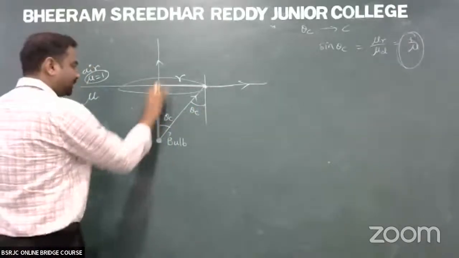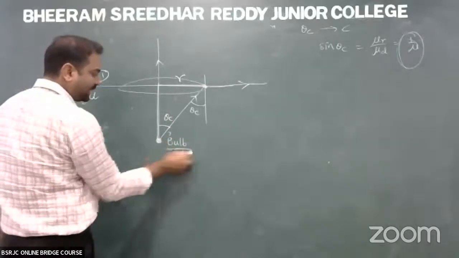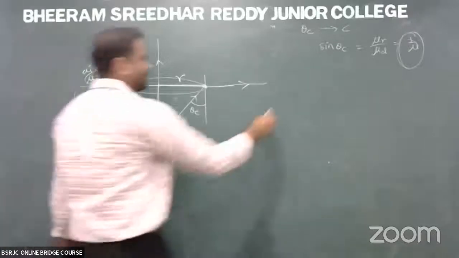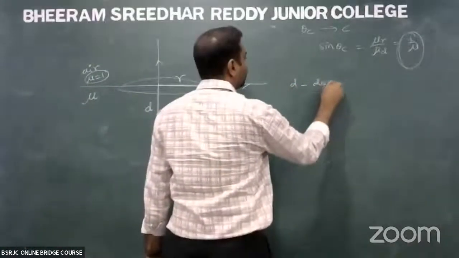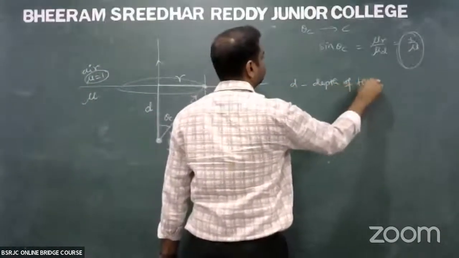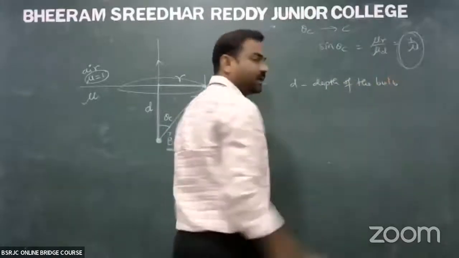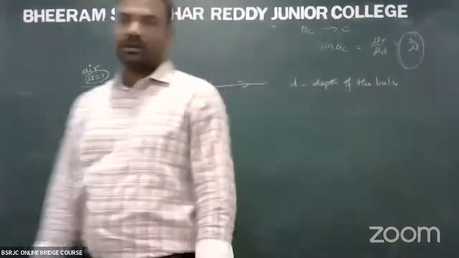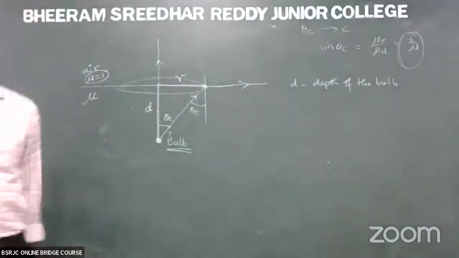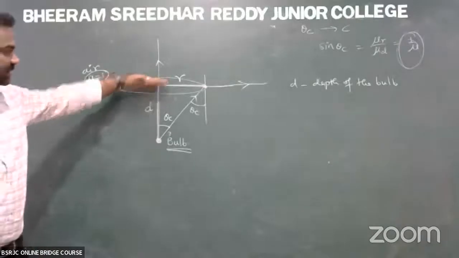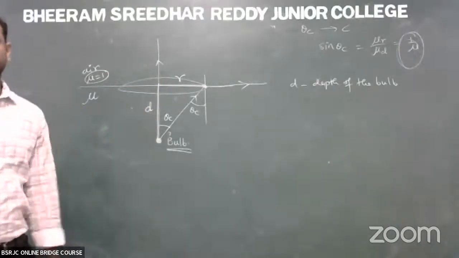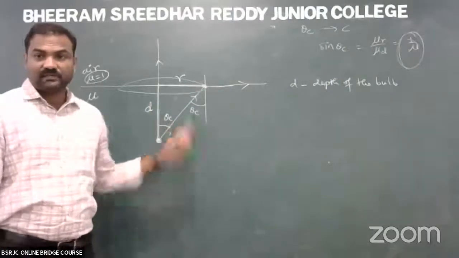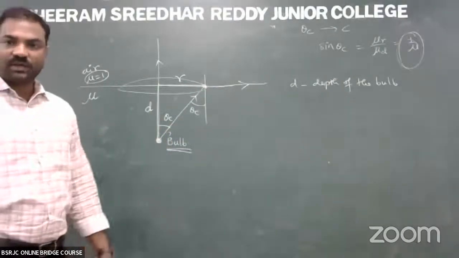Now suppose the depth of the bulb, the source of light, is d. D is the depth of the bulb. The bulb is kept at depth d inside the water, from the surface. All of you understood this theta c, right? Angles are the same. If you have any doubt, let me know.